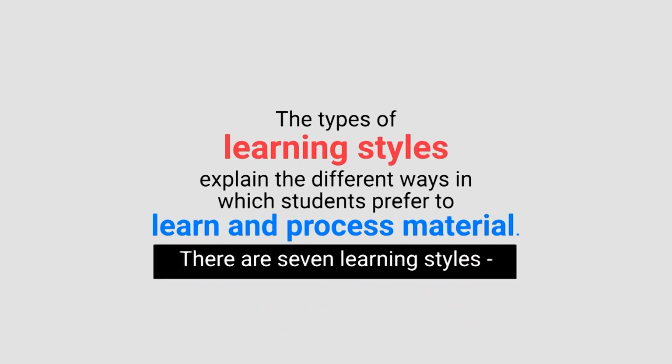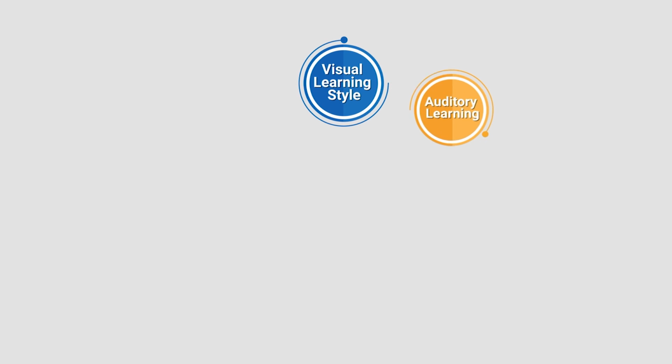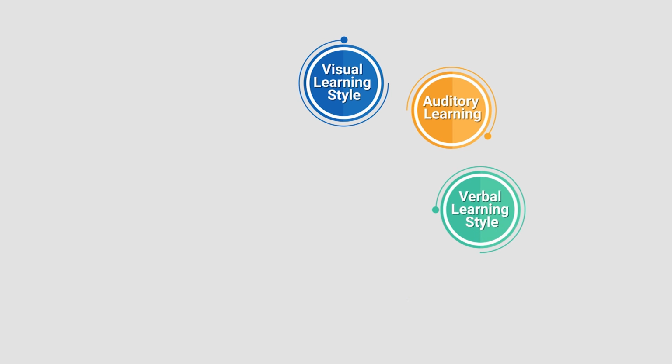This is what we are going to discuss now. The types of learning styles explain the different ways in which students prefer to learn and process material. The 7 learning styles are the visual learning style, in which they prefer information to be presented in graphs and pictures. The second is the auditory learning style, in which the students prefer to listen. Third is the verbal learning style. The students, they work well within written information or spoken word.